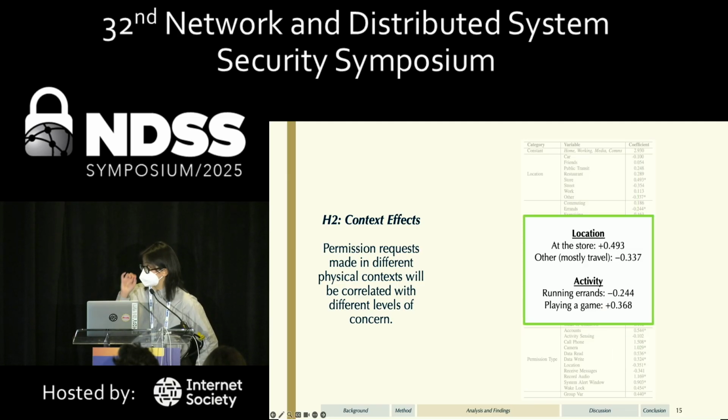So we found a few significant effects from context. For example, when participants were in a store, they were much more concerned about a PUD, but in quote-unquote other locations, which mostly were travel-related places like airports and hotels, participants were less concerned. And similarly, when they were out running errands, they also felt less concerned. But also, finally, when participants reported that they were playing a game, they also felt higher concern. And this also mirrors covariate effects of gaming apps increasing concern as well.